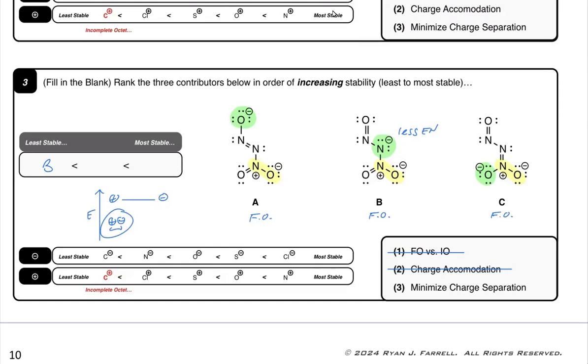Positive stabilizes negative. So looking at A, this oxygen appears to be pretty far away from that nitrogen positive, and in C, the oxygen negative is closer to the nitrogen positive. Given that that oxygen is closer to the positive, it is stabilizing that negative, and that would make C more stable than A. A is higher energy than C because the positive and negative are further apart.